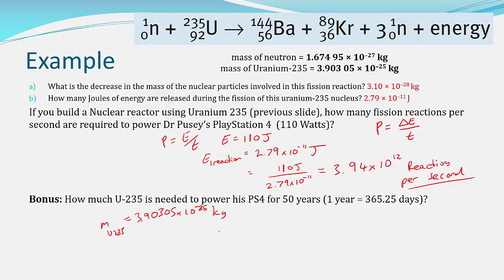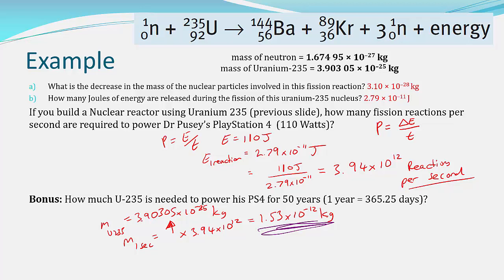If I'm going to need that many reactions per second, the amount of mass that I need for 1 second is going to be equal to that number multiplied by the 3.94 times 10 to the 12. And what I should get if I do that is 1.53 times 10 to the negative 12 kilograms. So that number represents how much uranium I'm going to need for 1 second. Still, this doesn't really tell us anything interesting about how much uranium we're going to need.